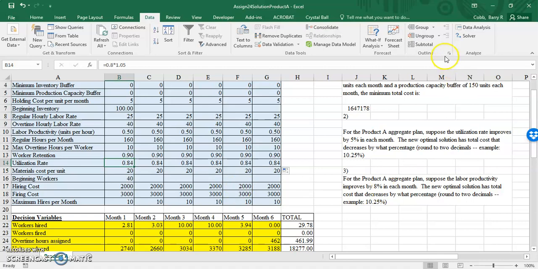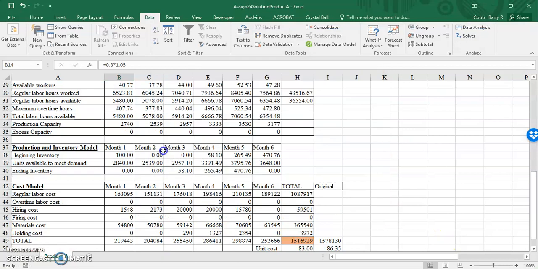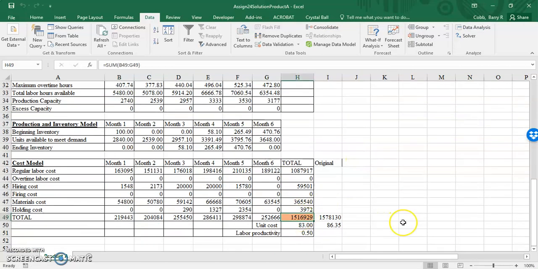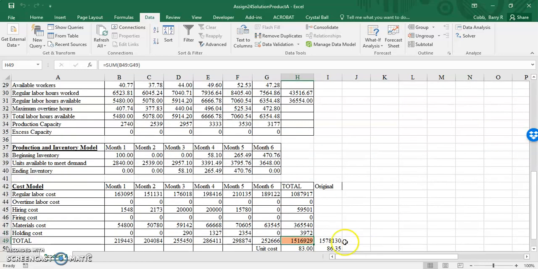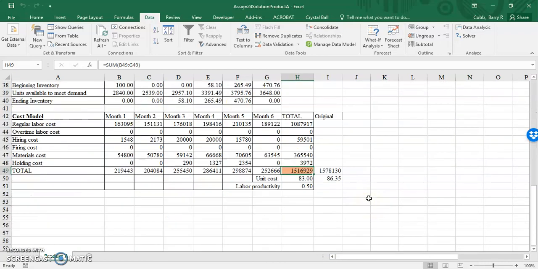And now I need to resolve the model. And we can see that the total cost has decreased. And the question involved total cost. By what percentage did the total cost decrease? So I'll calculate the decrease. The decrease was $61,201.